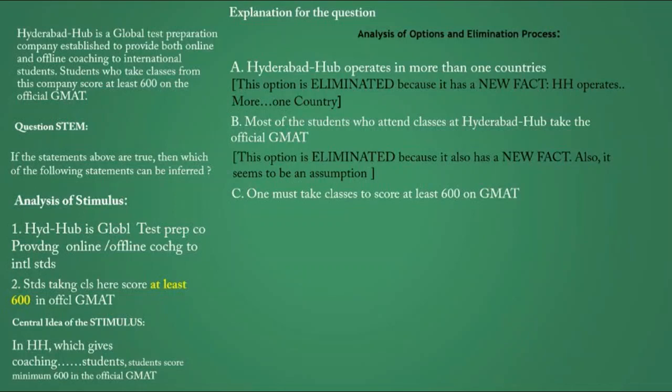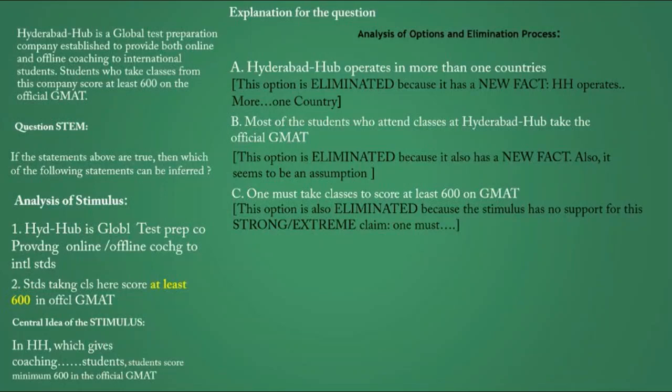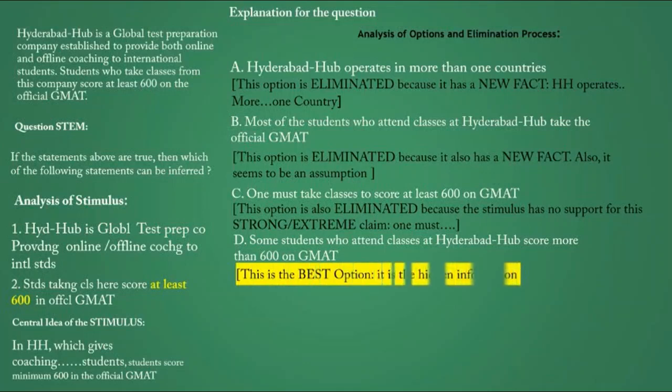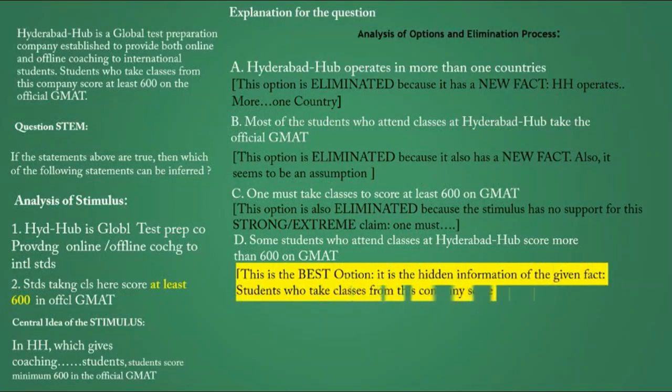Option D, some students who attend classes at Hyderabad Hub score more than 600 on GMAT. This is the best option. It is the hidden information of the given fact. The modifying phrase at least 600 indicates that some students of Hyderabad Hub score more than 600 on GMAT. Thus, detecting the latent or hidden information in the stimulus is the key to the best option in the GMAT critical reasoning questions.